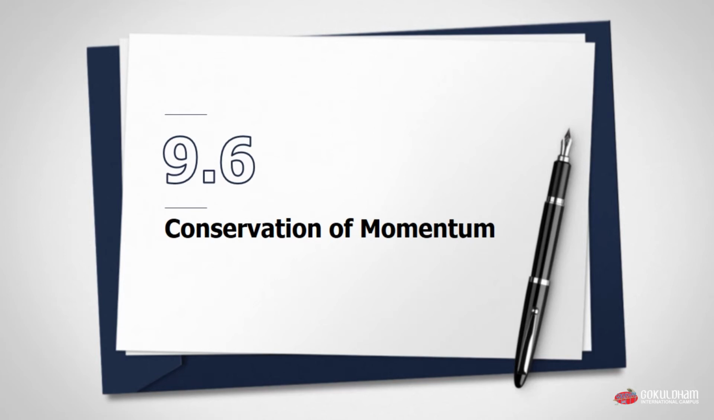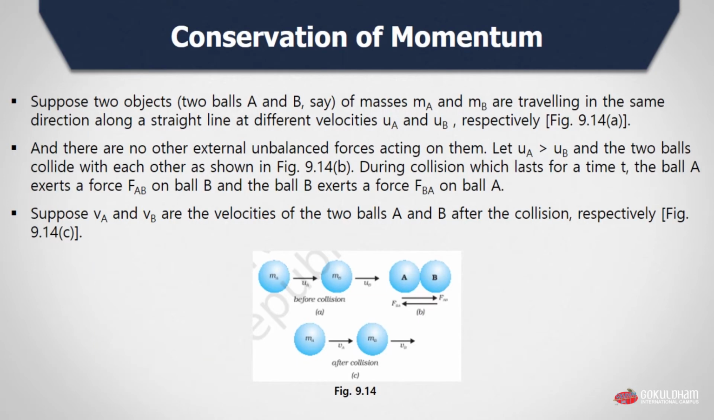Now we will come to our next topic, which is conservation of momentum. Suppose two objects, say two balls A and B of masses MA and MB, MA for mass of ball A and MB for mass of ball B, are traveling in the same direction along a straight line at different velocities, say UA and UB. UA is the velocity of A and UB is the velocity of B respectively, as shown in figure 9.14a, and there are no other external unbalanced forces acting on them.